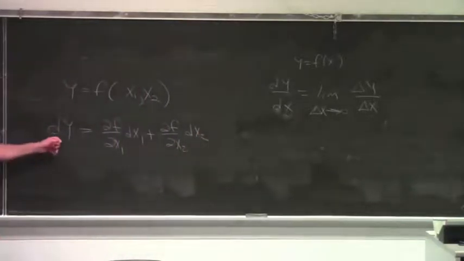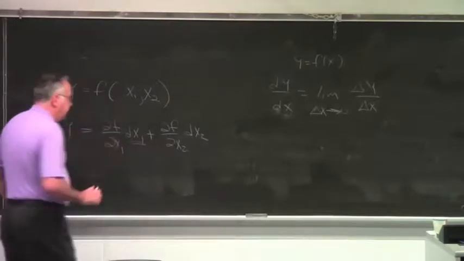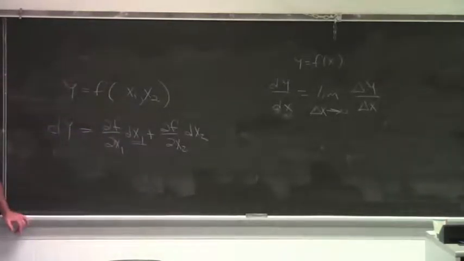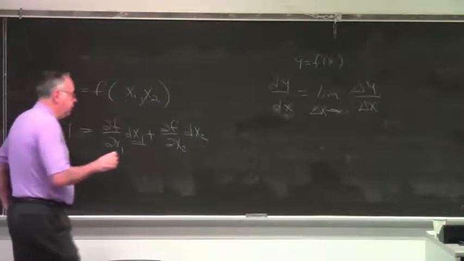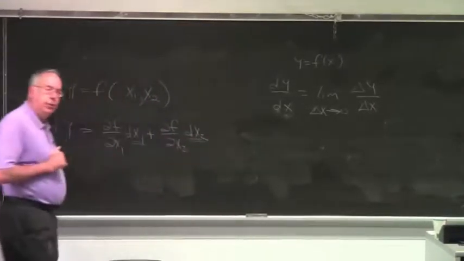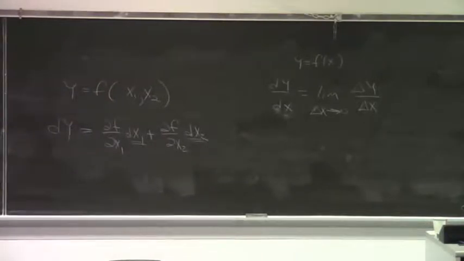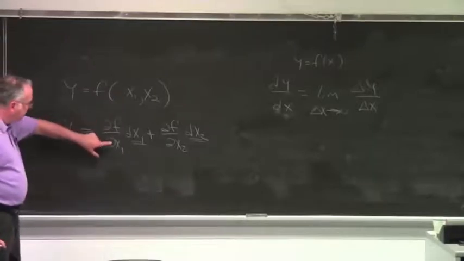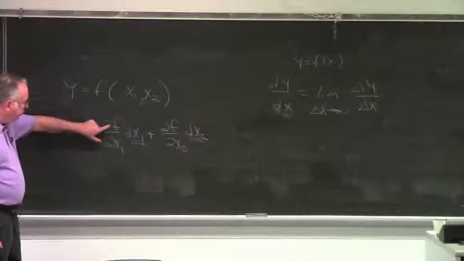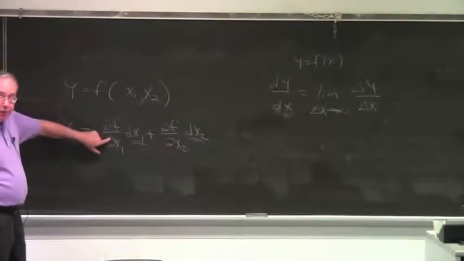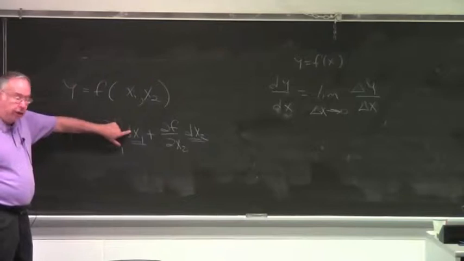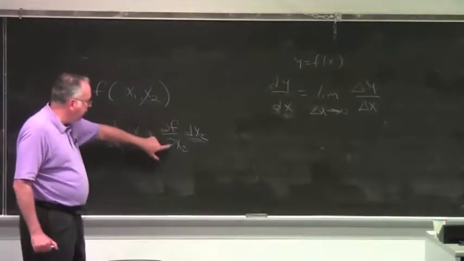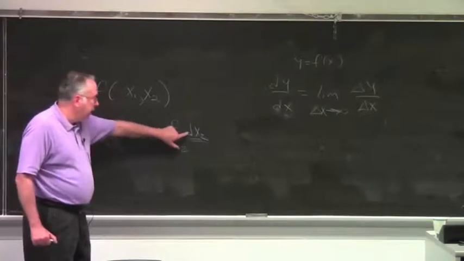Now, dy is called the total differential because it's the dependent variable, the total change in the dependent variable. dx1 is just the differential of x1. It's just the change in x1. dx2 is just the change in x2. Okay. So in words, what this says is the total change in y is this partial derivative, which is just the change in y per unit change in x1 times the change in x1, plus the change in y per unit change in x2 times the change in x2.